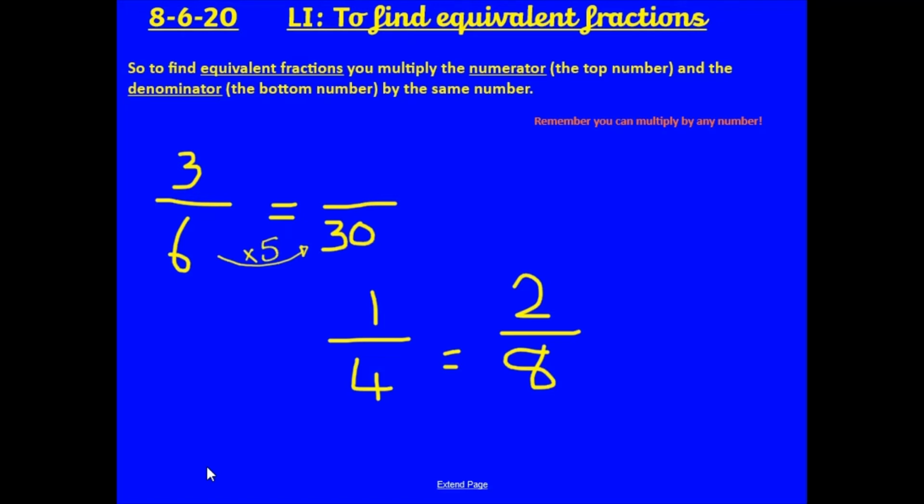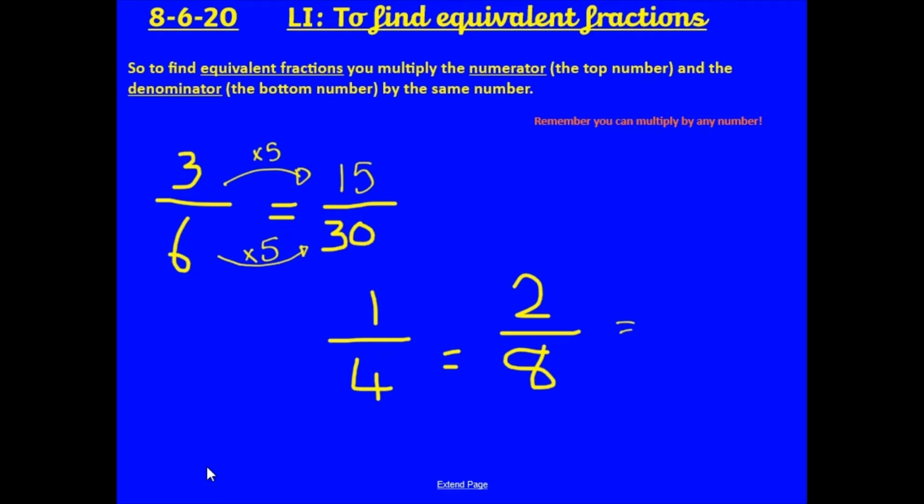Well, it is times 5. So that means that I've done 6 times 5 to get 30. I must do the same to the top number. I must times this by 5. 3 times 5 is 15. So 3/6 is equivalent to 15 over 30.